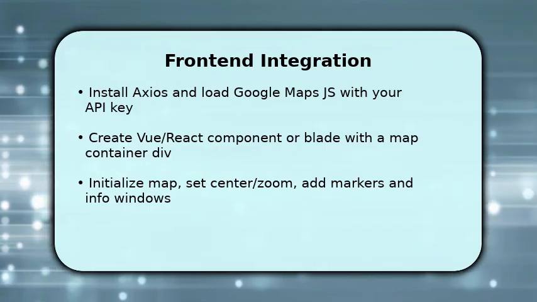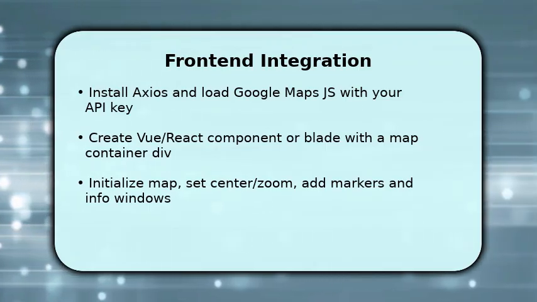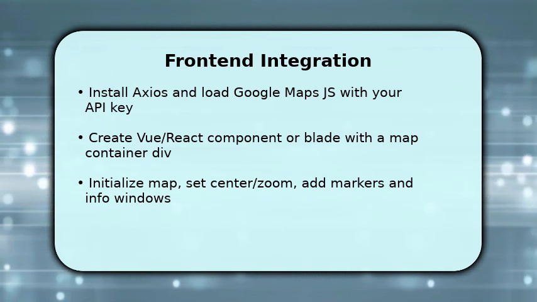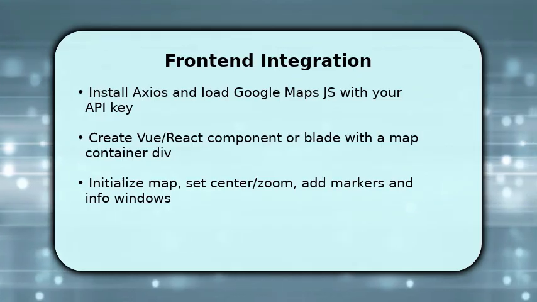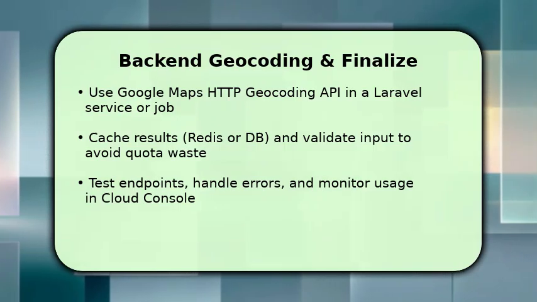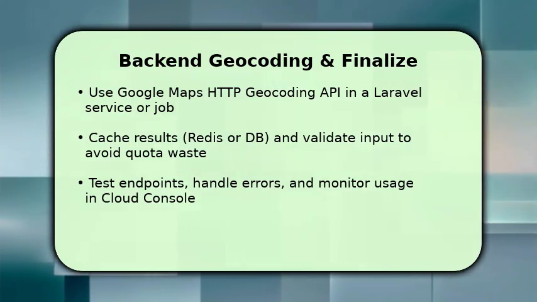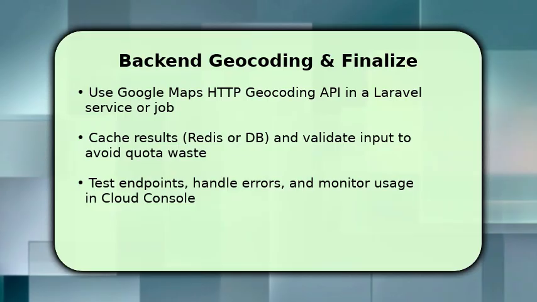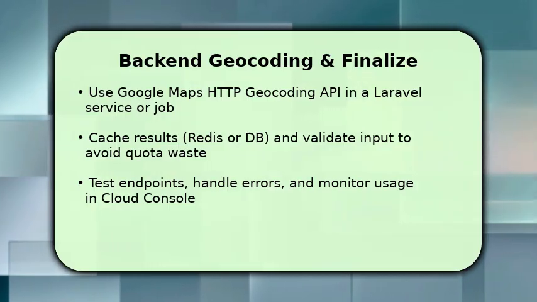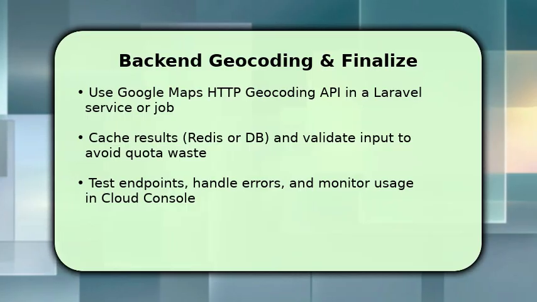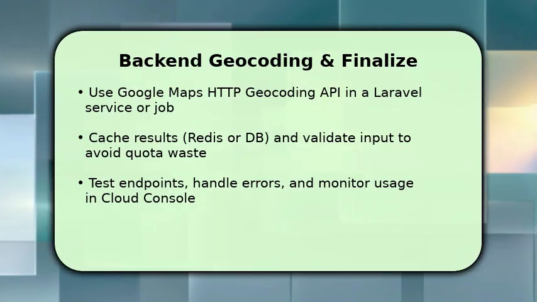This approach separates concerns. Laravel supplies geocoded data while the browser handles rendering and interactivity, so updates are efficient and responsive. Finish by implementing server-side geocoding. Create a Laravel service that calls the geocoding HTTP API, parses coordinates, and stores them. Cache results to reduce quota consumption and queue heavy jobs to keep requests async. Expose a JSON endpoint for the front end and validate inputs to prevent malformed queries.